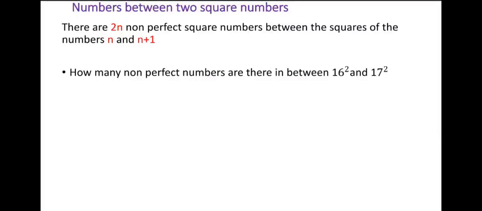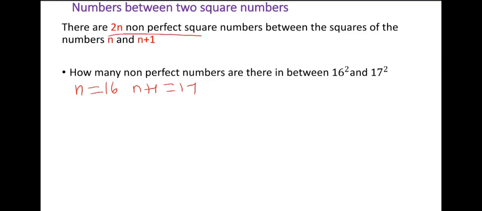Numbers between two square numbers. There are 2n non-perfect square numbers between the squares of the numbers n and n plus 1. How many non-perfect square numbers are there in between 16 square and 17 square? Here n equals 16, n plus 1 is 17. So we know that 2n non-perfect square numbers are there.